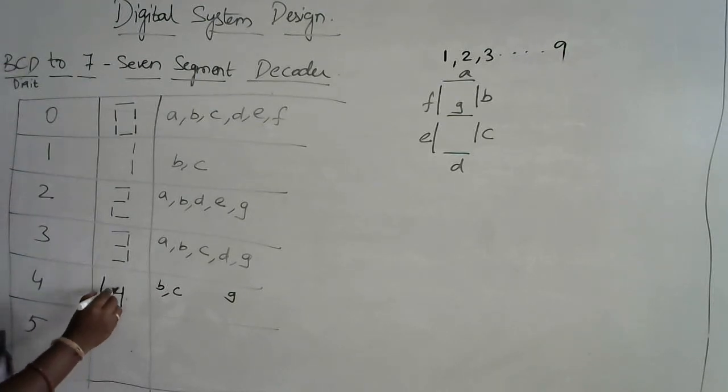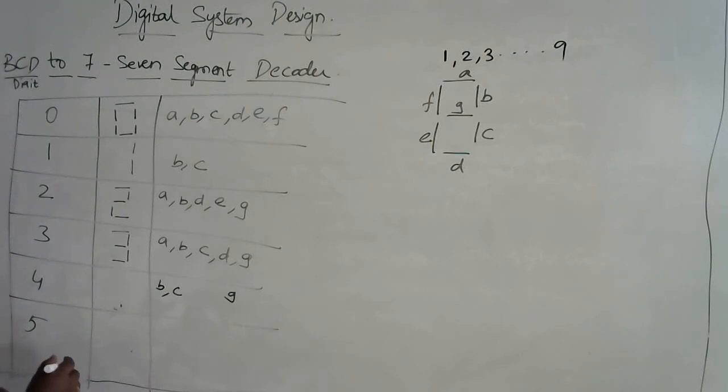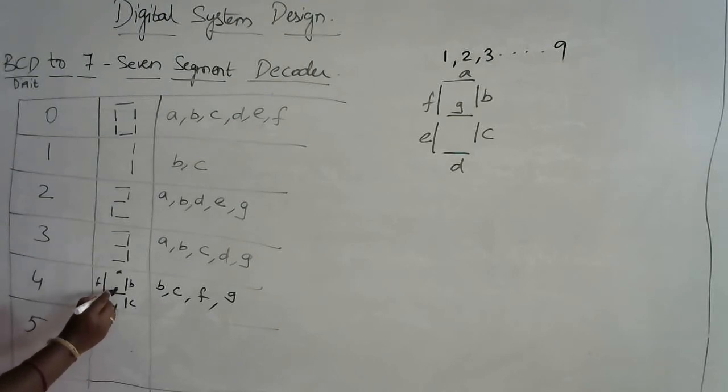4. So here 4 can be represented as B, C, F, G. So this is F, G, B, C. B, C, F and G. So this is A, B, C, D is not there, E is not there, this is F, this is G.